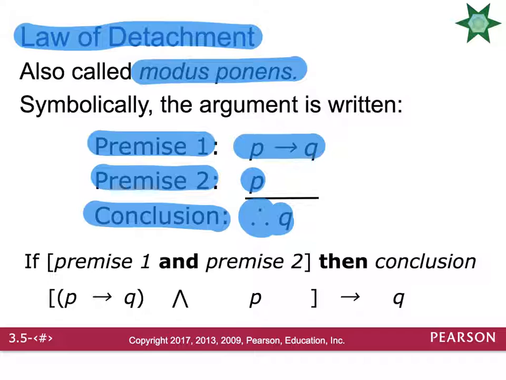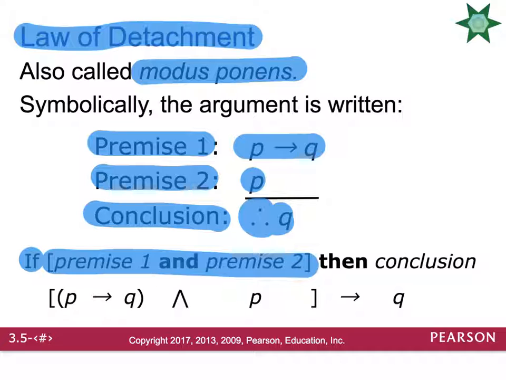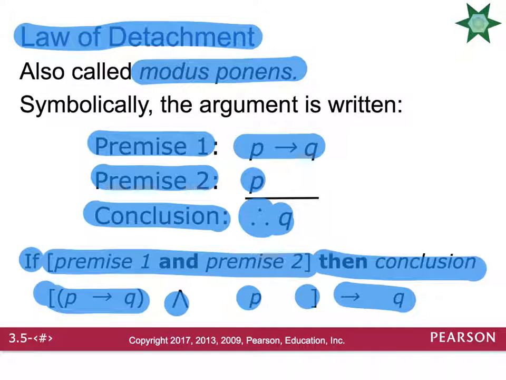So how we would write that is if, now we have to put premise 1 and premise 2 in brackets. So if premise 1 and premise 2, so there's premise 1 with parentheses, and premise 2, and then we have the brackets here to group those together, then conclusion. So we have to group all this stuff together as the if part: premise 1 and premise 2.